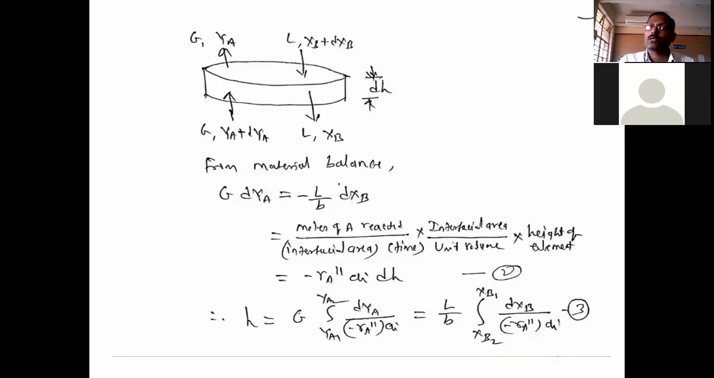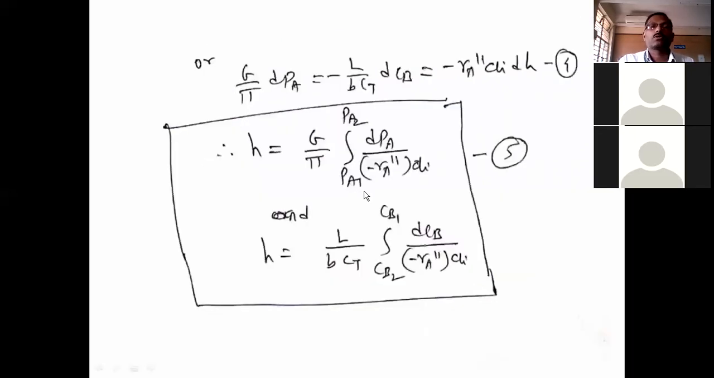Sometimes these two derivations, mass transfer without reaction and with reaction, may be asked in the examination, so remember these equations. The final equation is H equal to G upon pi integration from Pa1 to Pa2 of dPa upon minus RA, in terms of partial pressure. In terms of concentration in the liquid film, H is equal to L upon B into Ct integration from Cb2 to Cb1 of dCb upon minus RA into AR. So this is for the gas film and this is for the liquid film, mass transfer with reaction.